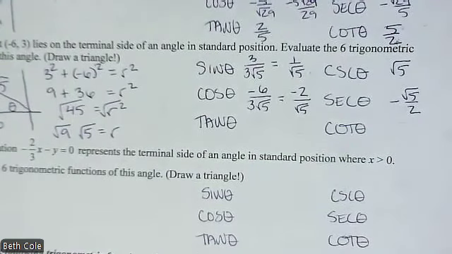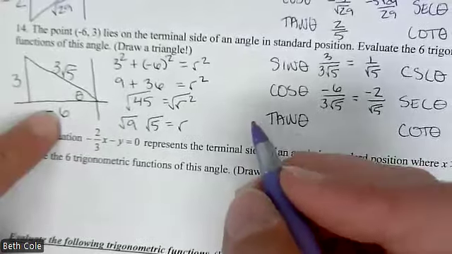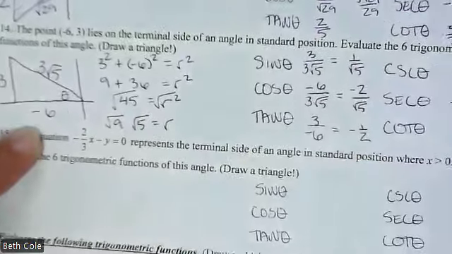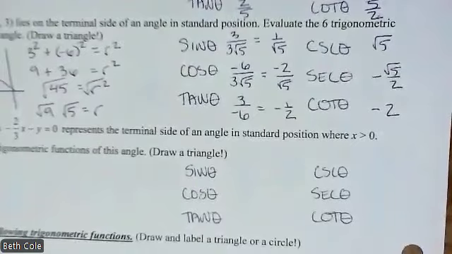Tangent and cotangent will be a little bit easier because they're not going to have a square root in them. Tangent is opposite over adjacent. So 3 over negative 6, that'll be negative a half. Flip that, negative 2.